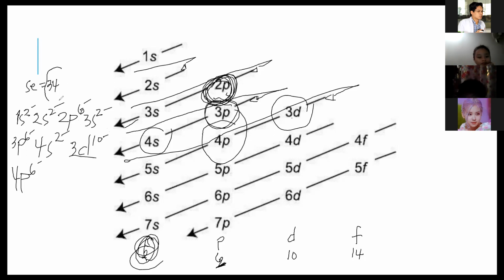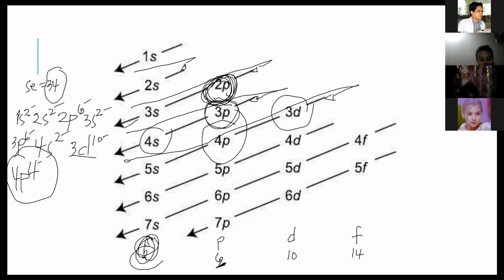But we only need 34. So we will not write 6 here. Instead, we'll be writing 4 to make it 34. Correct? So this is 4p4. And your 4p4 is the exact location of your element.